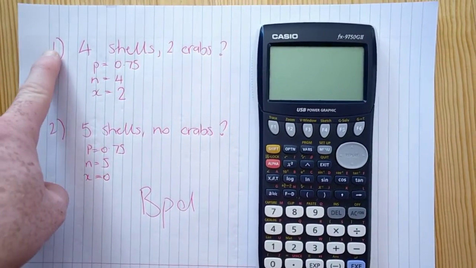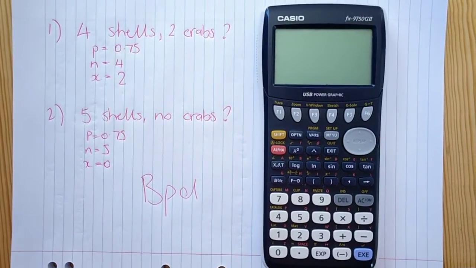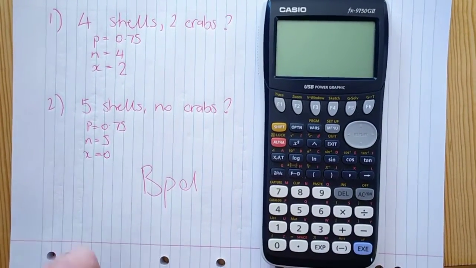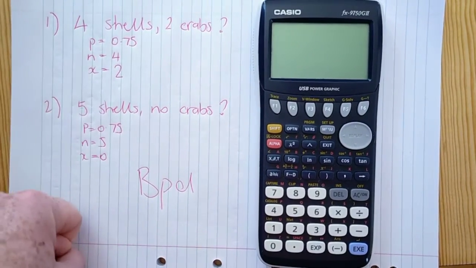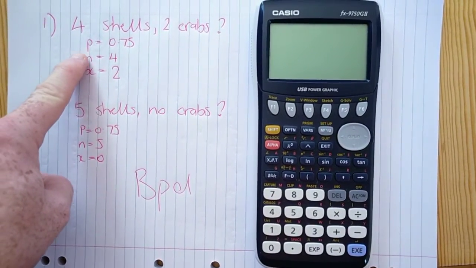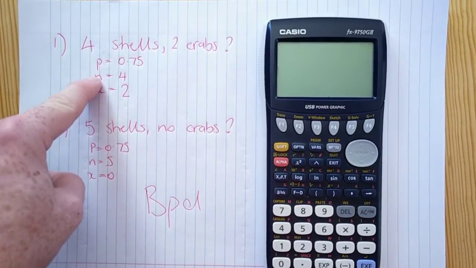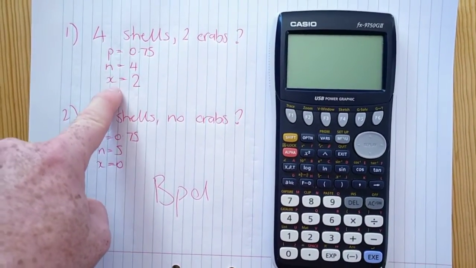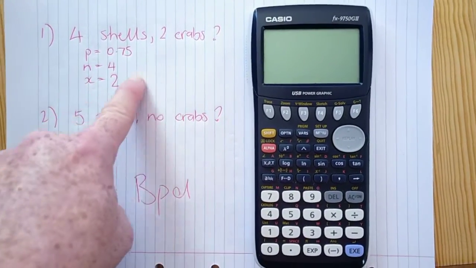So first question, if I have 4 shells, what is the probability of getting 2 crabs in those shells? The probability of an individual shell having a crab was 0.75. N relates to the number of trials, how many shells you're actually looking in, which is going to be 4. And X, the number of shells that actually had crabs in, we were told that's 2.